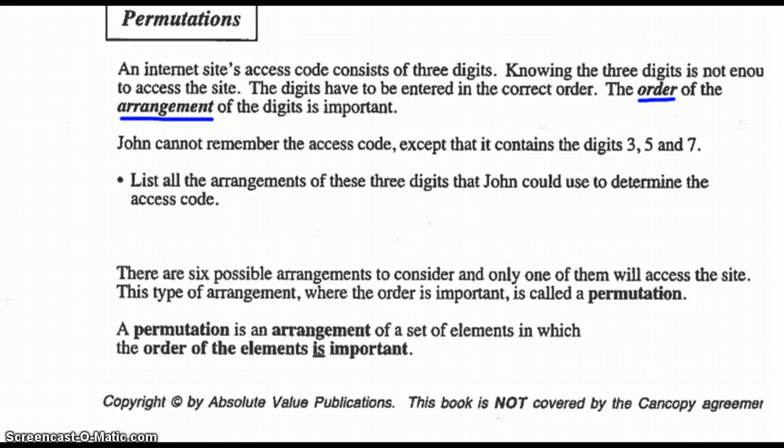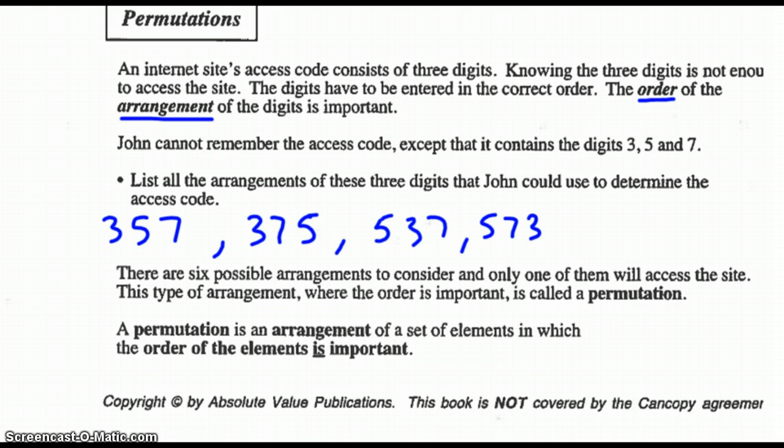John cannot remember the access code except that it contains the digits 3, 5, and 7. List all the possible arrangements of the 3 digits that John could use to determine the access code. Well, we could have 357, or we could have 375. We could have 537, or we could have 573, and finally we could have 735 or 753. So those are all the possible arrangements. There are 6 of them, and only one of them will access the site.